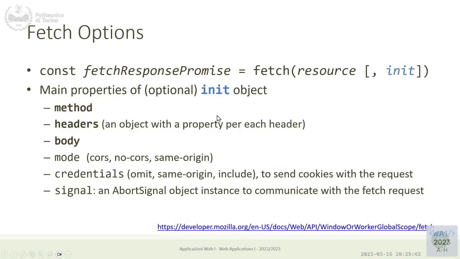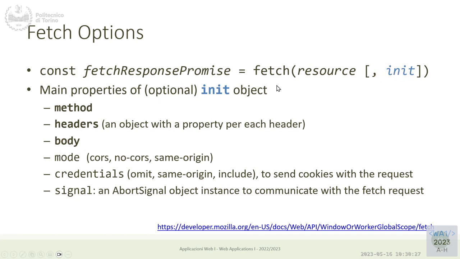Concerning the request, we mentioned that there was a second parameter in fetch to customize the request. And customizing the request means basically specifying a method different from GET, which is the default, or specifying some extra headers, like content type, for example, that we need to provide if we are sending some JSON body, or providing a body in the request. So maybe it's a POST, maybe it's a PUT, so it requires a body to be sent. And we provide these three items or information as properties of this object.